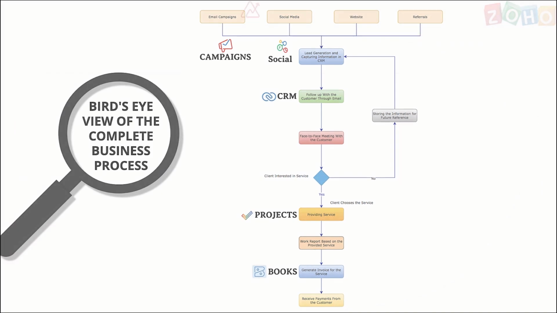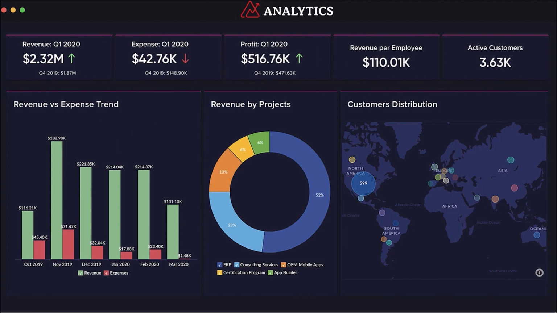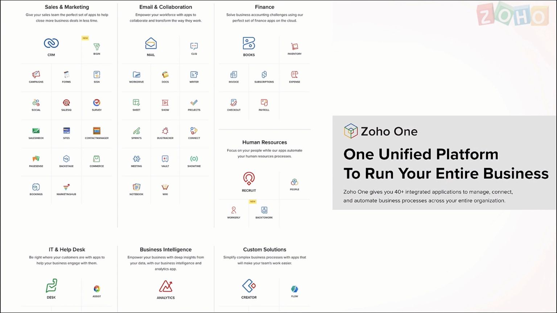Additionally, you can use Zoho Analytics to import data from various apps and generate a consolidated report on sales, marketing, finance, and operations. All these apps are available as standalone applications and as part of a bundled package called Zoho One. Apart from this, we also offer additional bundled packages specific to sales and marketing, finance, operations, and more.